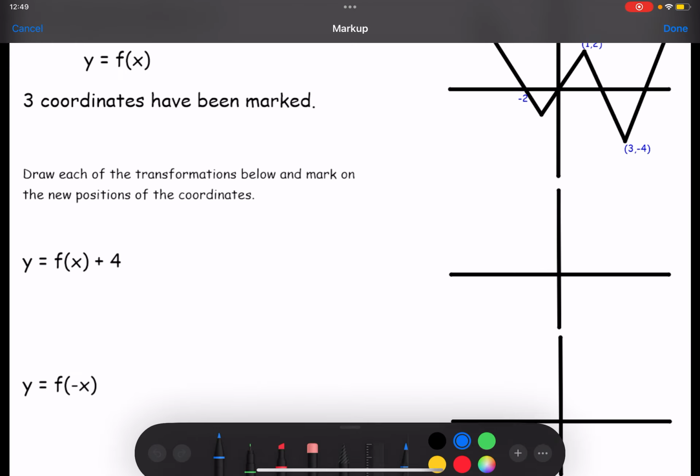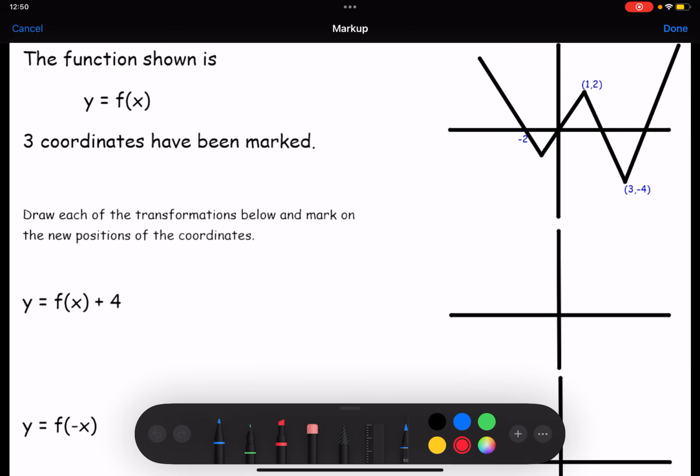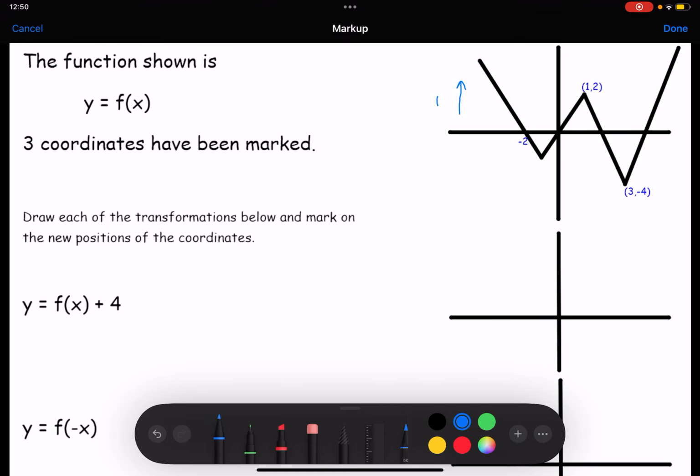Last examples. Here we've got a random function being shown here. We've been told that the roots are at -2, at the origin, and I don't know what these roots are here. I know it's got these coordinates given to me as well. And I need to draw the transformation of f of x plus 4. So that plus 4 is going to add 4 to all of the y coordinates. So this whole graph is going to shift up 4 squares in the y direction.